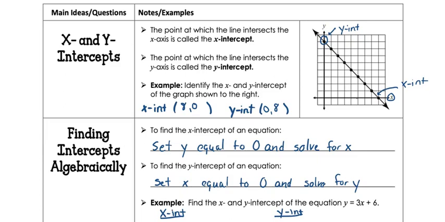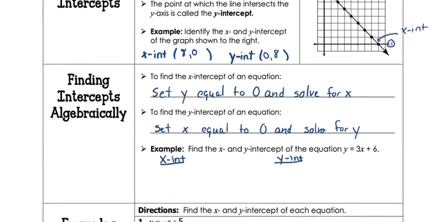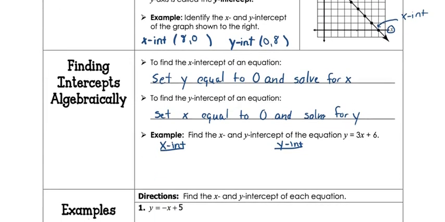So finding them algebraically, which is really what we're going to talk about today, is algebraically and graphing. To find the x-intercept of an equation, we set the y equal to 0 and solve for x. Well, that makes sense. If I want to know the x-intercept, it has a y value of 0. So if I know one, I can find the other, which we practiced in functions. And it's the opposite for the y-intercept. To find the y-intercept of an equation, we're going to set x equal to 0 and then solve for y.